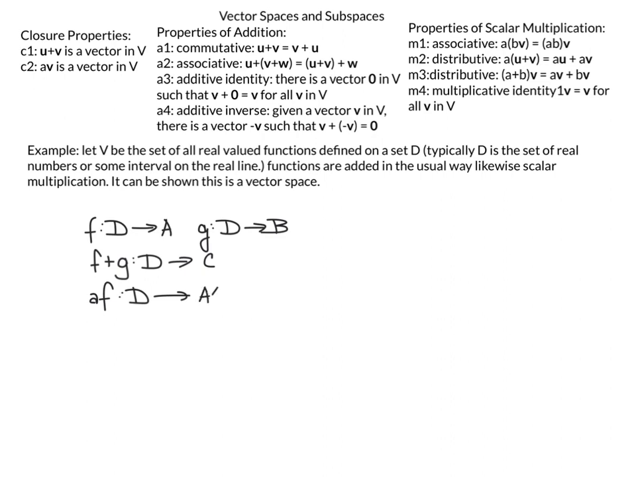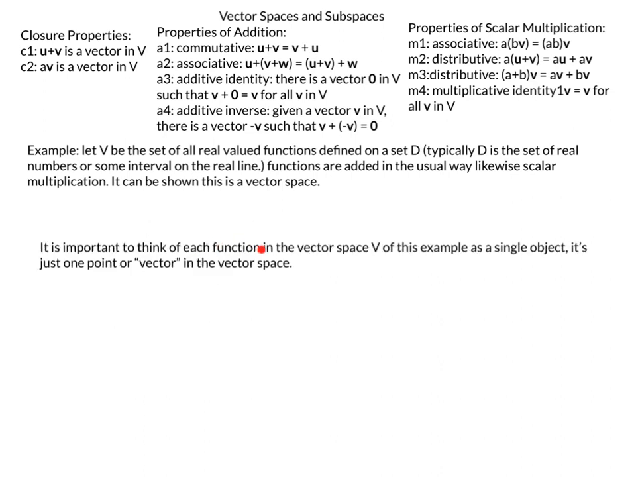You can go through, function addition is commutative. It doesn't matter if you have f plus g, that's going to be equal to g plus f. And you can go through all of these: the additive identity is going to be the function that's 0. The additive inverse is the negative of f.